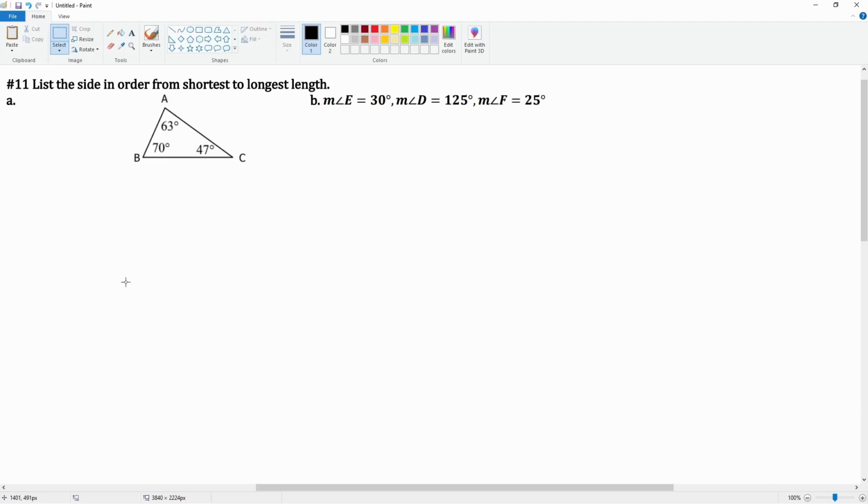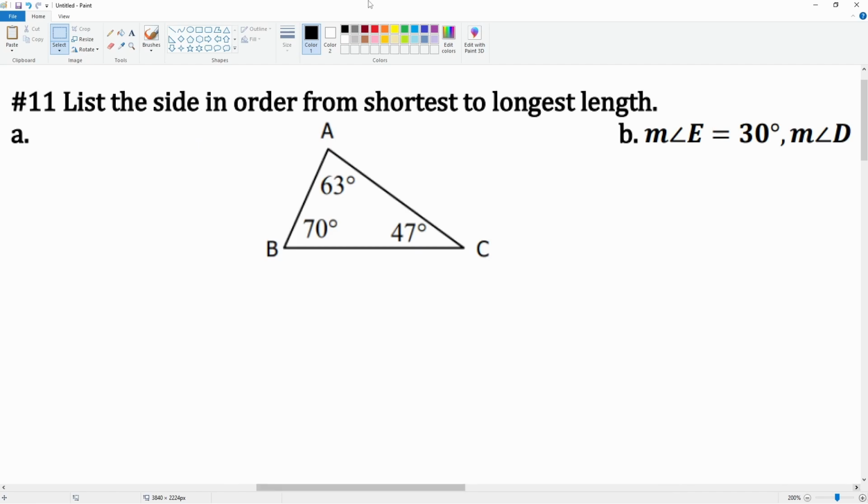Question 11 asks us to list the sides in order from the shortest to the longest. So how about we list it from the smallest to greatest angle first. So we have 47 degrees is less than 63, which is less than 70. Now we just have to get its corresponding, or its opposite, side.